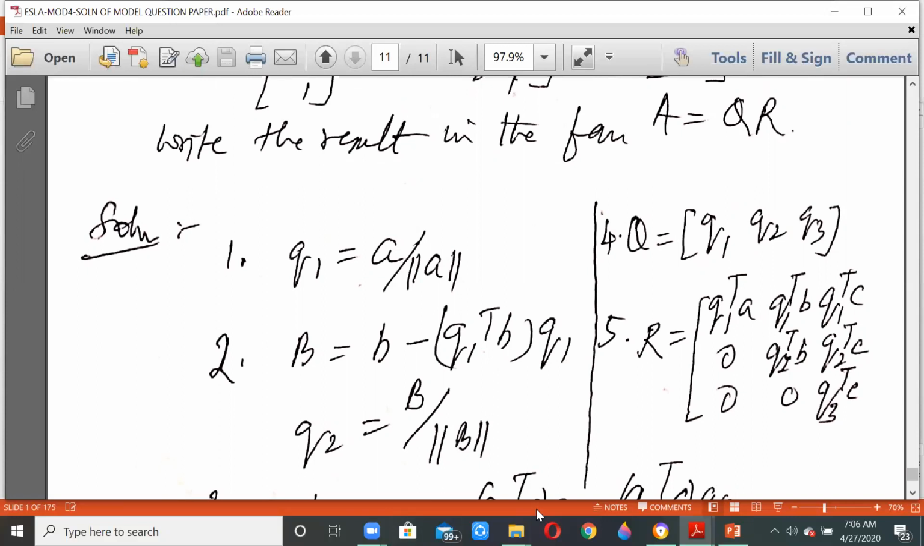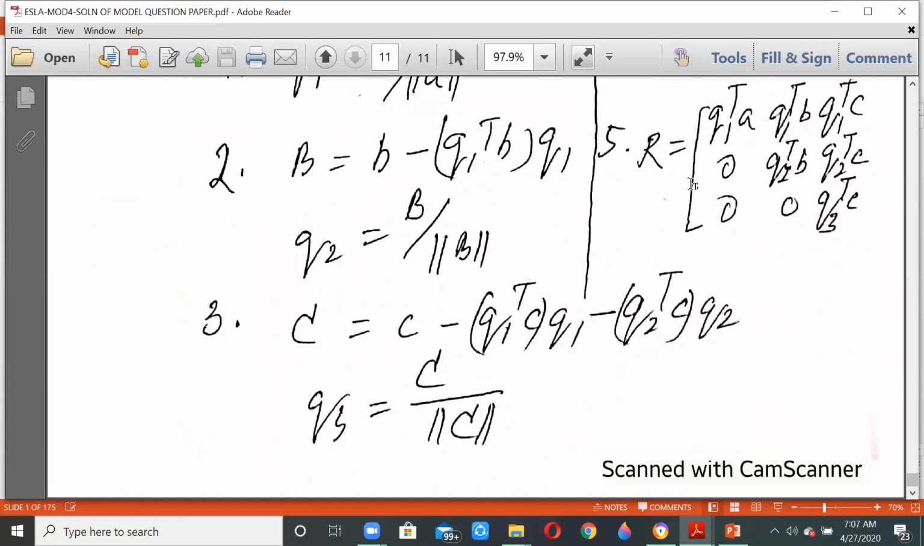Having found the value of Q, you can find the value of R as: first row q1ᵀa, q1ᵀb, q1ᵀc; second row 0, q2ᵀb, q2ᵀc; third row 0, 0, q3ᵀc. The diagonal will become the lengths of a, B and C. And these can always be found. The off-diagonal values can also be found. So this is an upper triangular matrix. With this, we come to the end of the solution for the model question paper corresponding to Module 4.